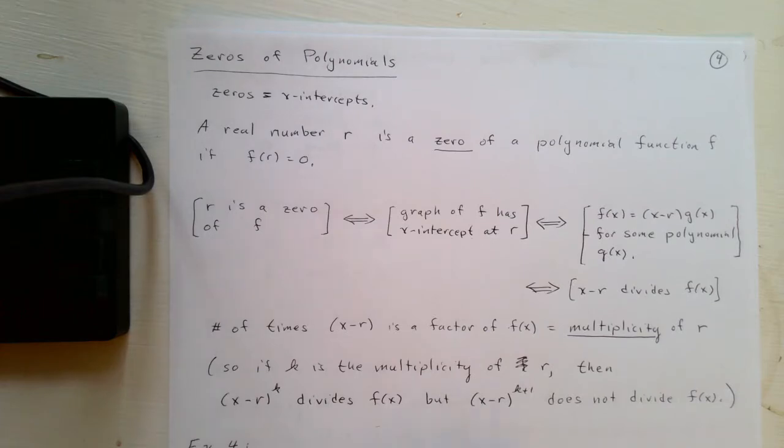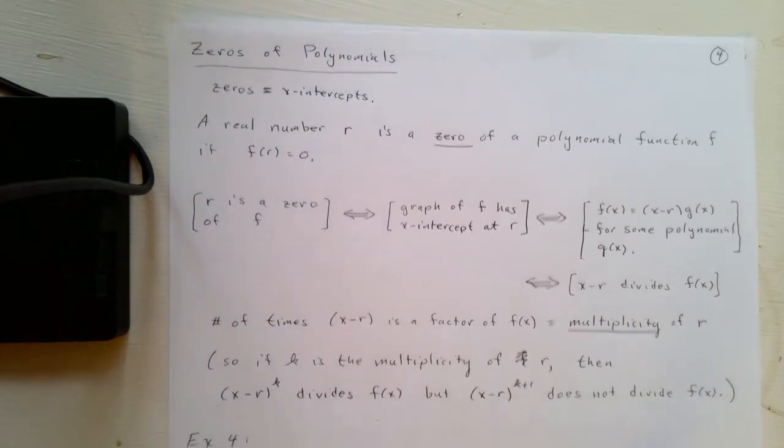Now the factor x minus r might occur several times in the factorization. So the number of times that x minus r occurs as a factor is called the multiplicity of r. Another way of looking at it is if x minus r divides f of x, but x minus r raised to the k plus 1 does not divide f of x, then we say k is the multiplicity of r as a 0 of f. So basically to find the multiplicity, you have to factor f of x and see how many times x minus r occurs. And we'll see why this is important when we're graphing later.